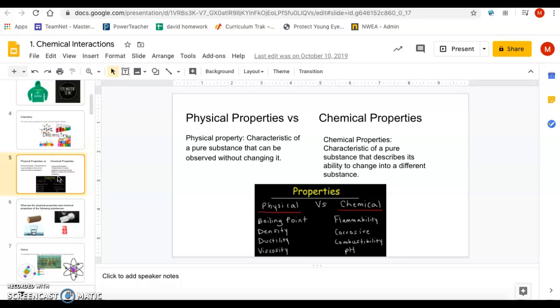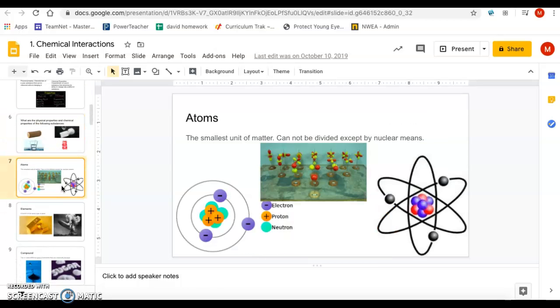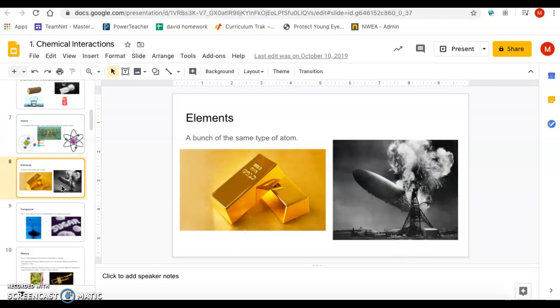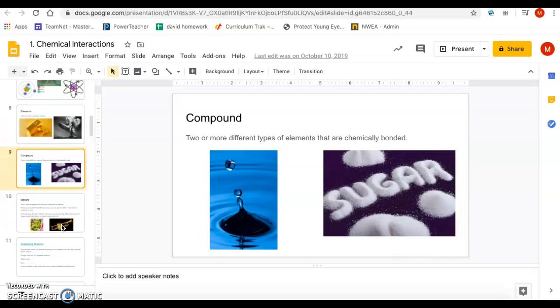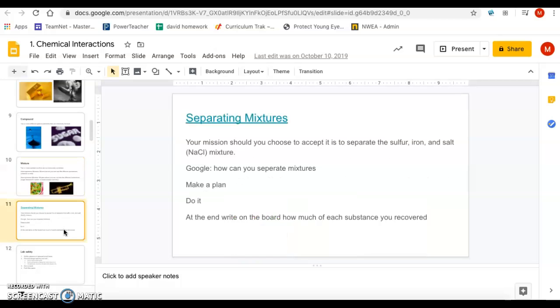All right, so we took a look at physical properties versus chemical properties, how they're different. Talked about atoms, elements, compounds, stuff like that. Then we went into mixtures. Did a lab on separating mixtures.